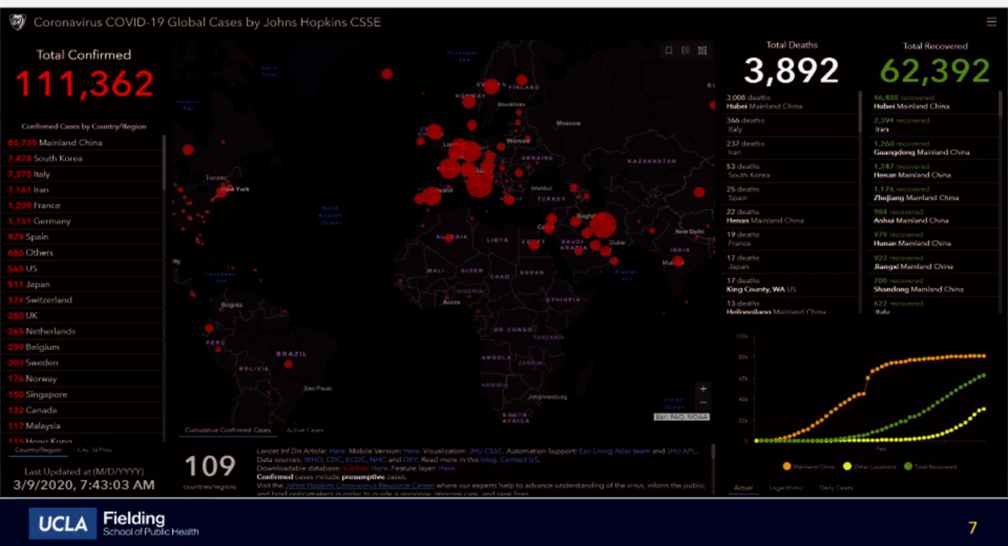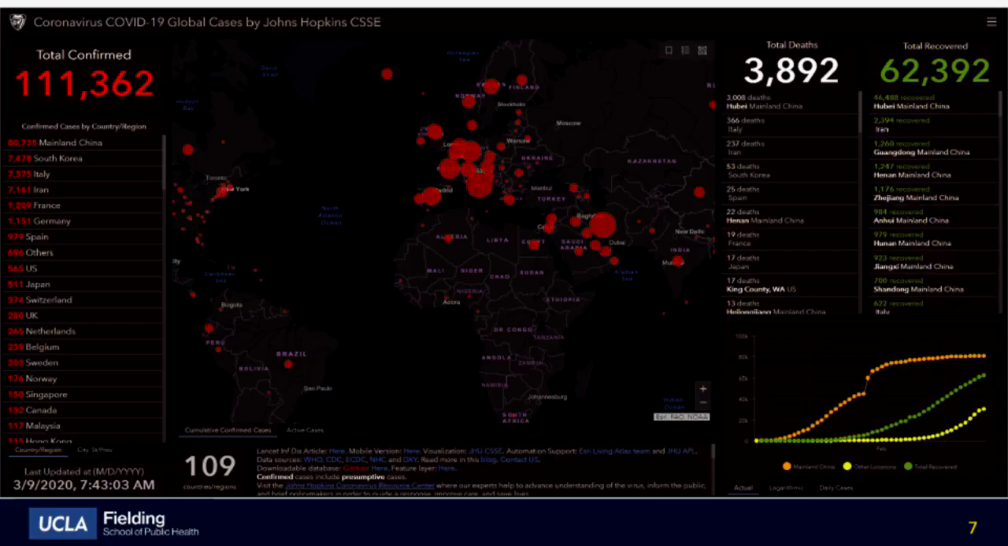Okay, so here we have a slide that's showing case counts from around the world. And what we see here, and this is from the Johns Hopkins global case count, we see right now we're somewhere around 110,000, 111,000 cases, total number of deaths, 3,892. So I think what's really important to think about here is if the total deaths are 3,892 and the total confirmed are over 100,000, if really we have a lot of asymptomatic cases or a lot of very, very mild cases that are not being tested, you can see that the number would go down significantly over time.